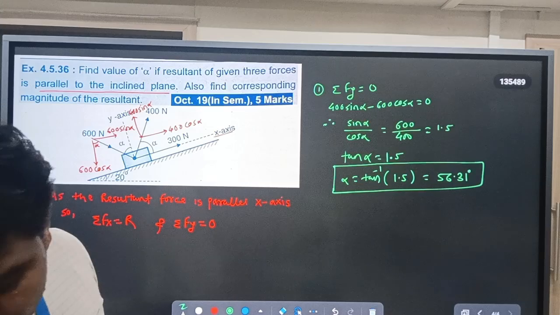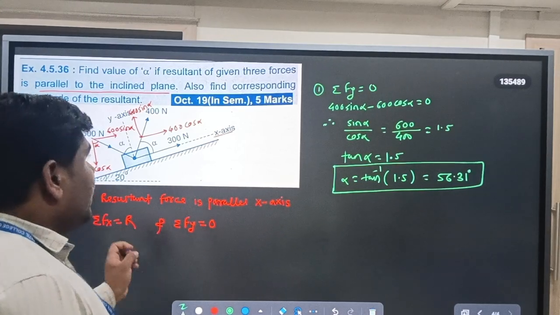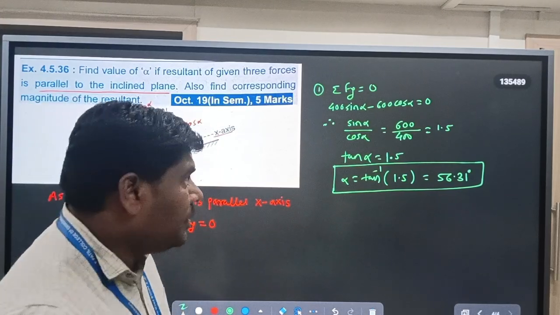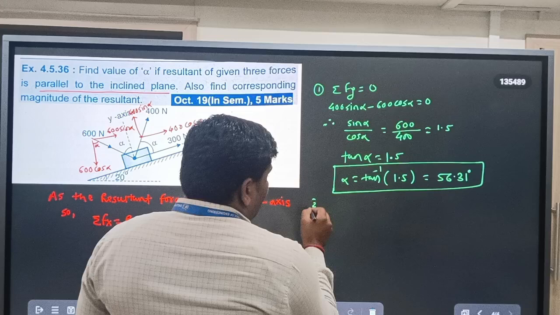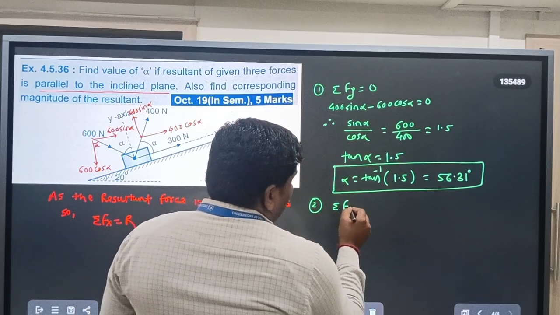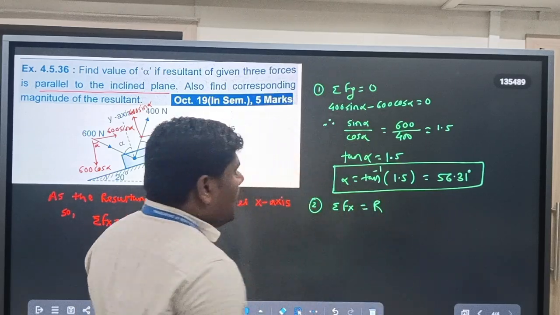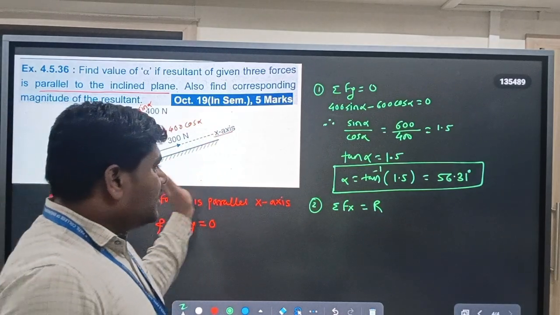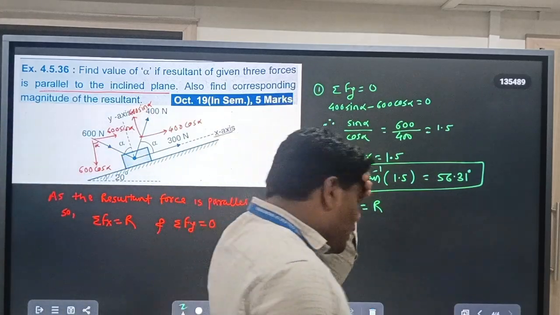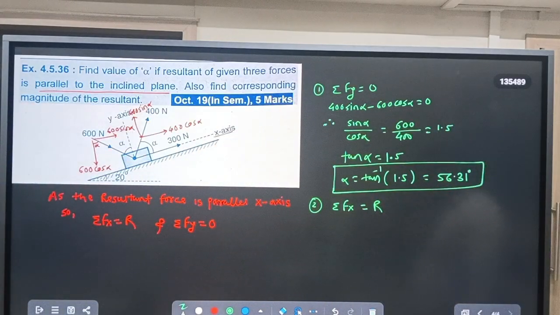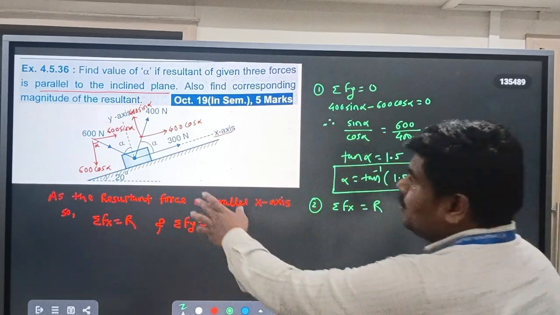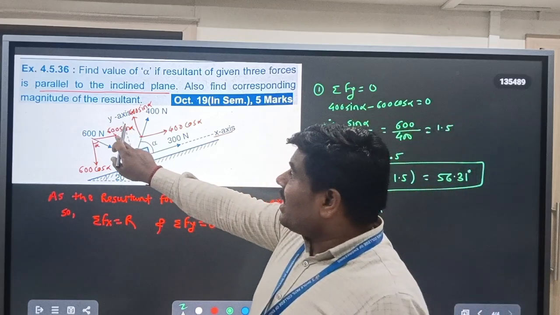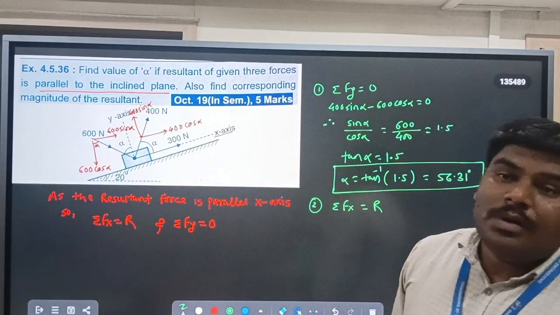Now the resultant is moving parallel to the x-axis, but the magnitude of the resultant is not given, so we have to find it out. Step number 2 is summation of horizontal forces equal to R. All horizontal forces moving toward the right side are positive, and those on the left side are negative. First, 300 is moving toward the right, positive. 400 cos alpha is moving toward the right, positive. 600 sin alpha is also moving toward the right, so that is also positive.